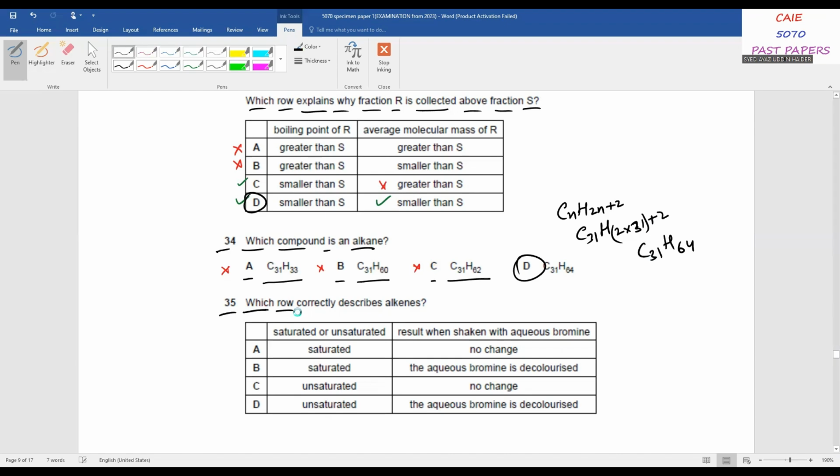35. Which row correctly describes alkenes? Alkenes are unsaturated hydrocarbons which contain a carbon-carbon double bond. So automatically these two choices are omitted. We are left with only C and D. So both can be correct. Now let's check the last statement. Result when shaken with aqueous bromine. Alkenes will decolorize bromine. So answer D will be the correct one.